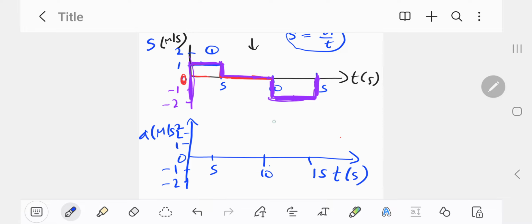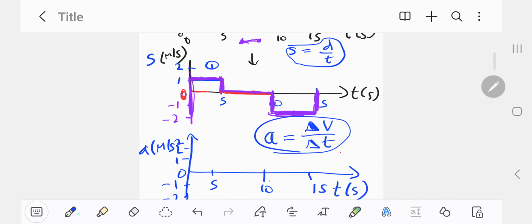Now, acceleration by definition is the change in velocity, delta v over delta time. It's how quickly your speed is changing over time. Now, if you look here, it's quite a simple graph, the acceleration graph. I'll tell you why. If you're moving at constant speed here, 1 meter per second, your acceleration is 0, because acceleration by definition is the change in speed. Your speed isn't changing, it's 0.